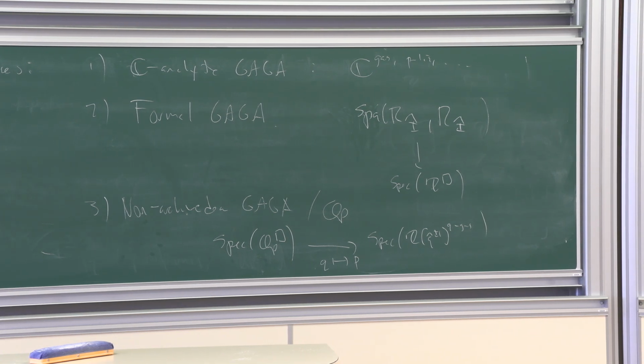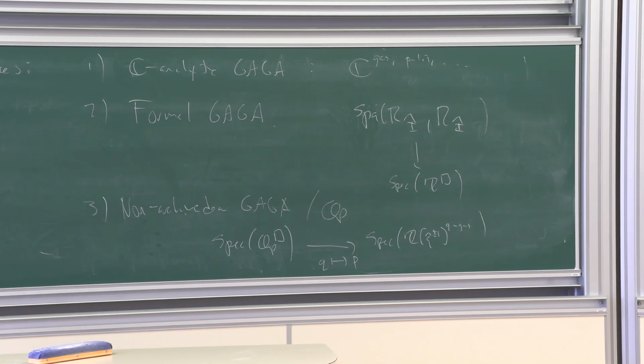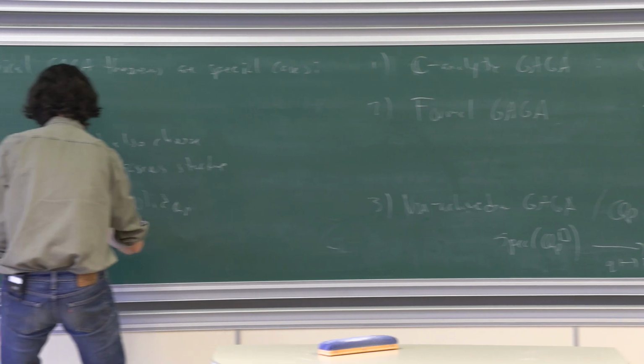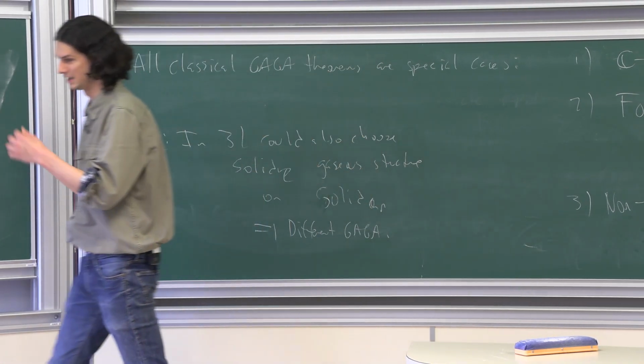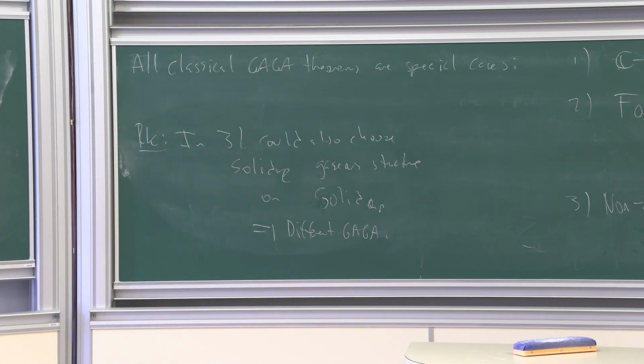So yeah, remark: you could also choose the solid Z gaseous structure on solid Q_p. That gives an a priori different GAGA theorem. Wait, what's the implication of A1 on this? Oh, the analytification of A1 will then just be the closed unit disk.